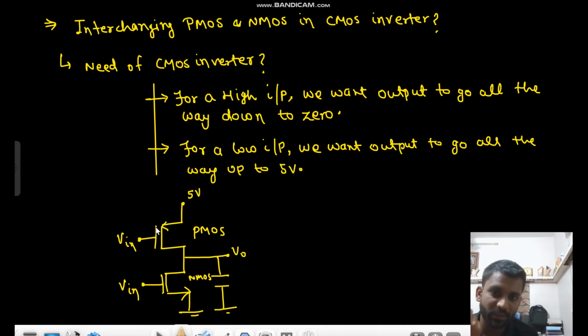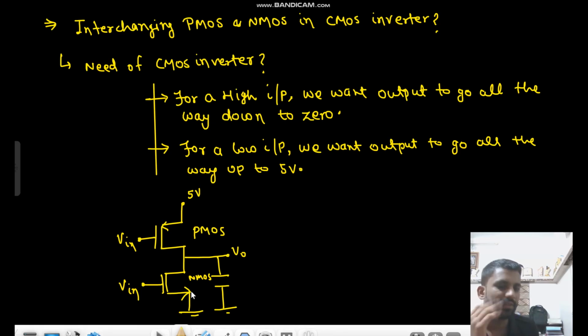If there is low input, that means if there is zero input here, then this PMOS will be on and this NMOS will be off. If this PMOS is on, then your V output steady state would be 5 volt, right? For a 0 volt input, your V output steady state would be 5 volt. Now, if you have applied a high input, that means your Vin is 5, then this will be off and this will be on. Then it will completely be discharged to 0 volt.